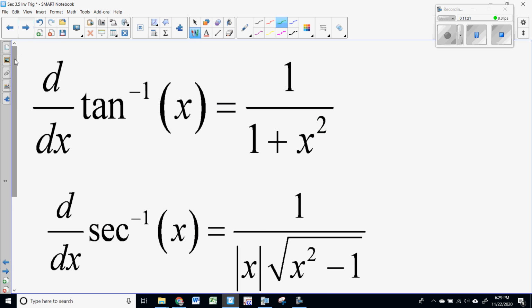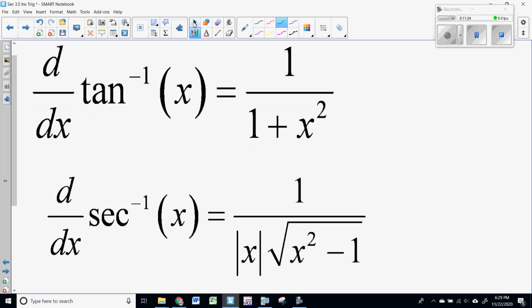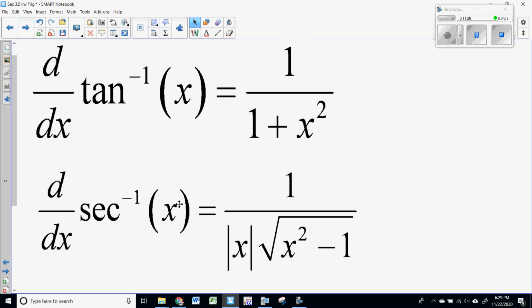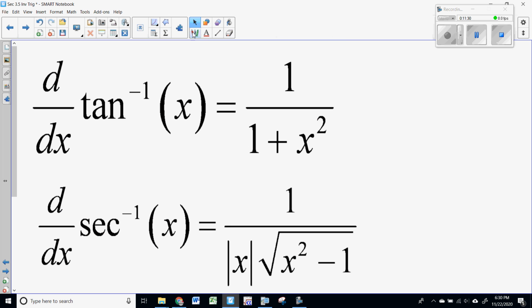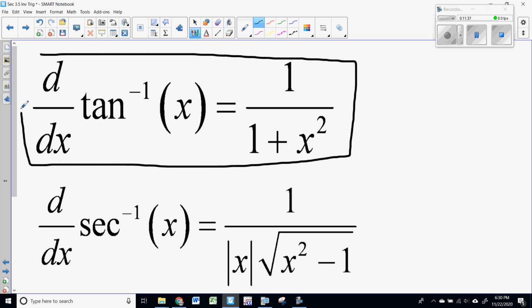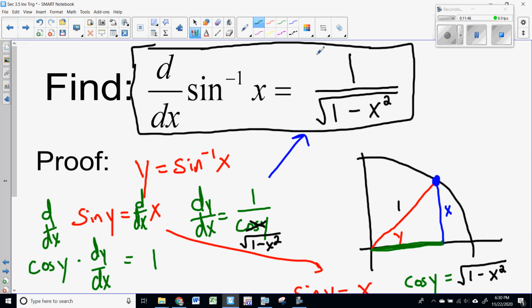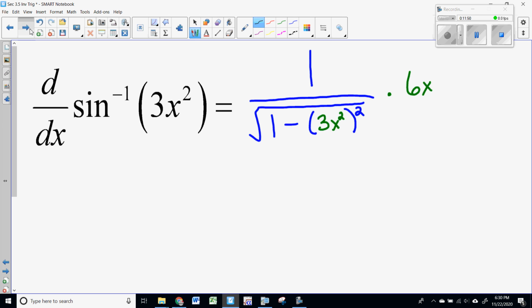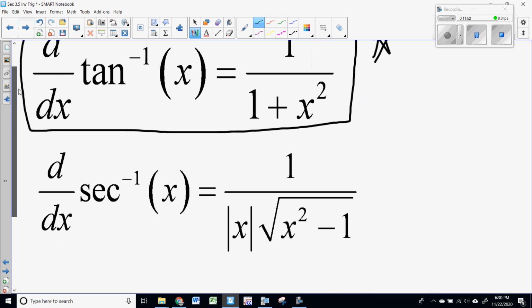Now, if we want to look at the derivative of inverse tangent or inverse secant, we have these two. And once again, the big one to remember is the derivative of inverse tangent. If you want to circle that one, star it. The two that you have to remember are inverse tangent and inverse sine. We are not going to worry about the others. I'm giving them to you here so you can figure them out.